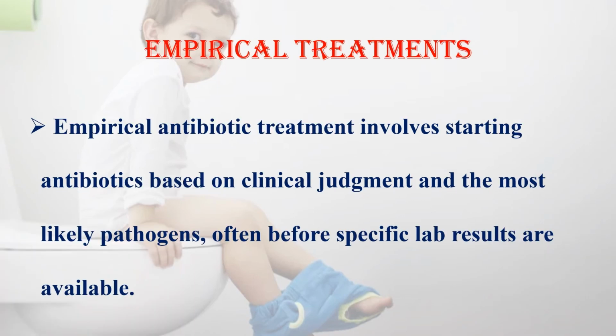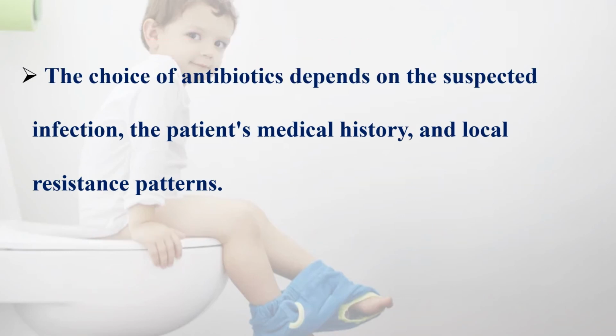Empirical treatment for diarrhea. Empirical antibiotic treatment involves starting antibiotics based on clinical judgment and the most likely pathogens, often before specific lab results are available. The choice of antibiotic depends upon the suspected infection, the patient's medical history, and local resistance patterns.